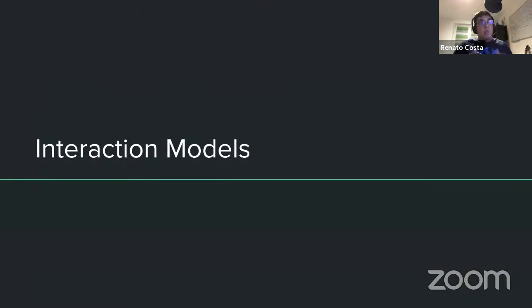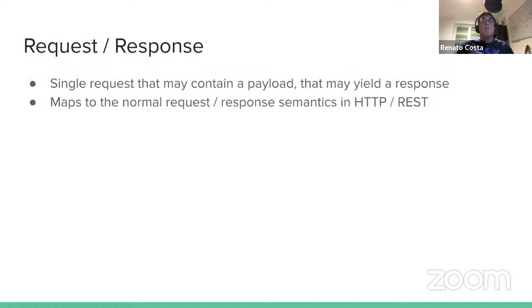And why is it so interesting? And why do I want to talk about this? So it has 4 interaction models. What's the first? The first is request response, right?